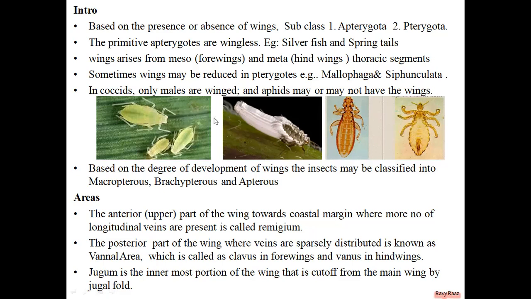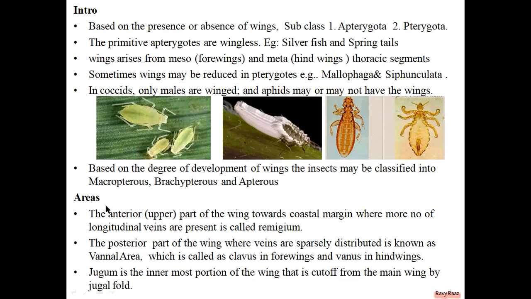So here we see in silverfish and in springtails, in the larval stage, the insect's wings are absent. Wings arise as forewings and hind wings. Sometimes wings may be reduced in Pterygota. In coccids, only males are winged, and in aphids the wings may or may not be present. Based on the degree of development of wings, insects may be classified into Macropterous, Brachypterous, and Apterous.